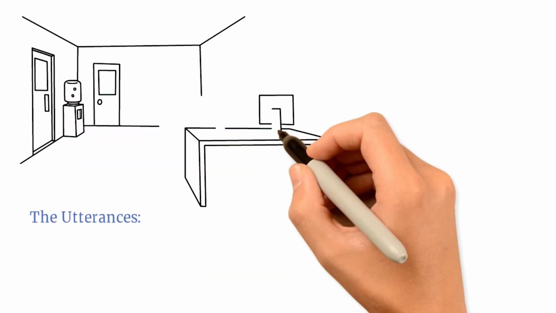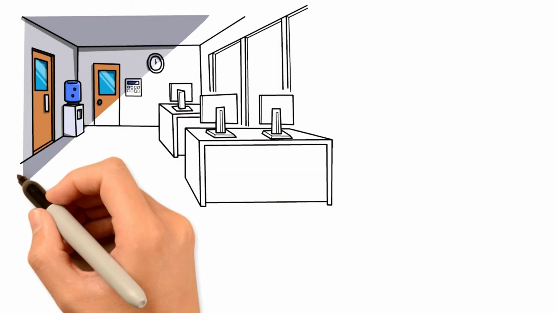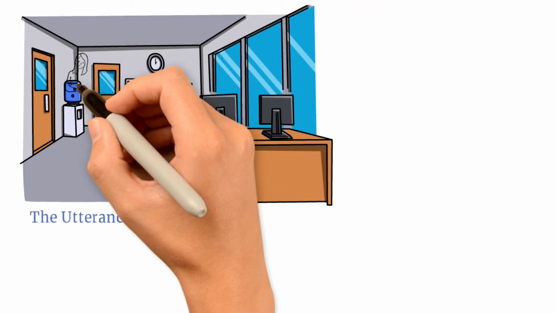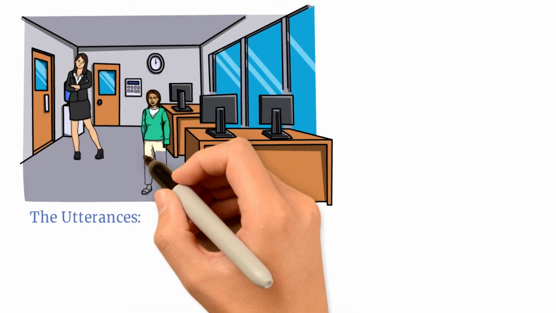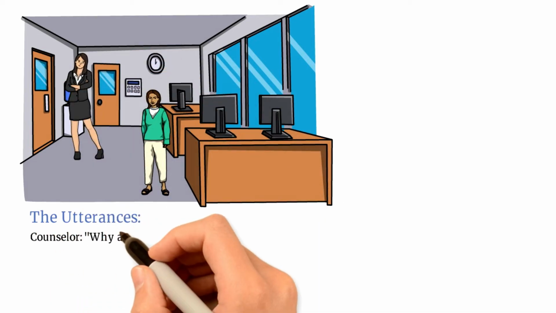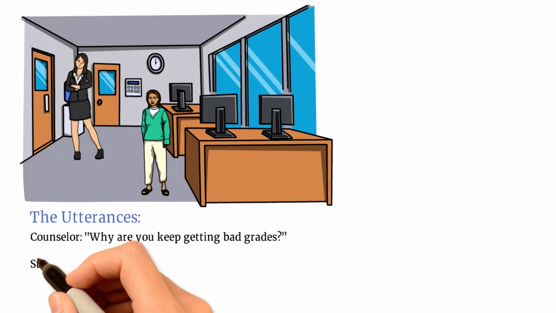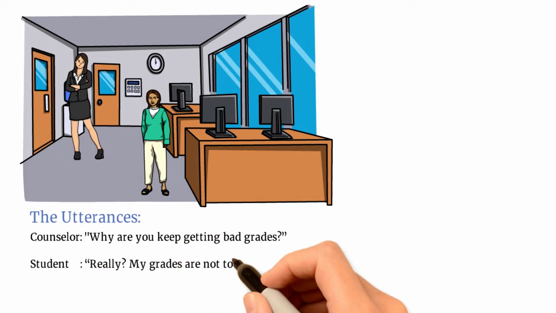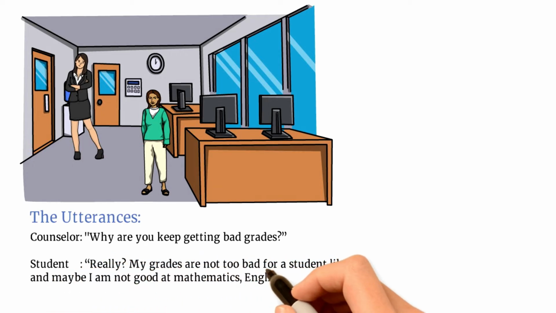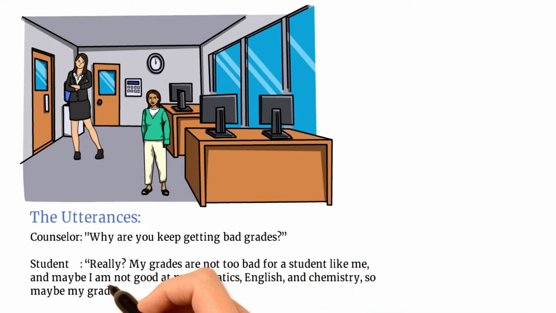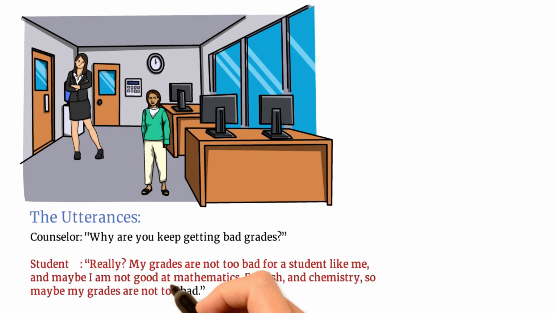Here is a scene that we can use as an example for our data. This scene takes place in the guidance counselor's office with a counselor and a student as the speakers. Why do you keep getting bad grades? Really? My grades are not too bad for a student like me, and maybe I'm not good at mathematics, English, and chemistry, so maybe my grades are not too bad.